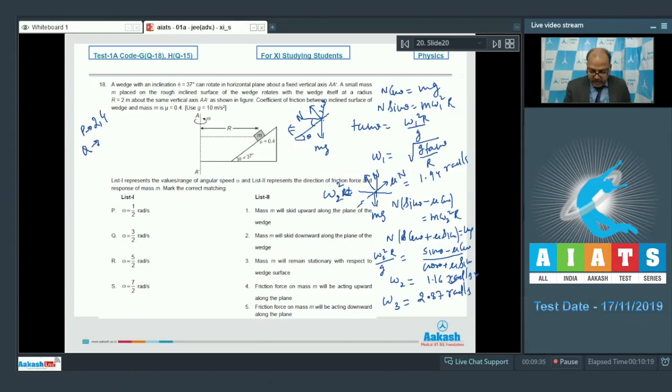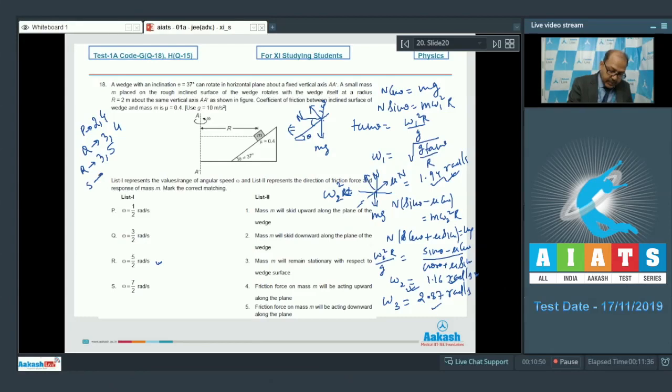Now for Q, when omega is 3/2 radian per second, in this case it is greater than the omega minimum required, so it will not slide. Friction will be acting up the incline, which means Q should match with 3, 4. Friction will be acting upward. Then let's look at R. Here the value is 5/2 radian per second, which is much greater than this but less than omega 3. That means tendency to slip was up the incline but will not slip, it will remain stationary and friction will be acting downward. So that means it will match with 3 and 5.